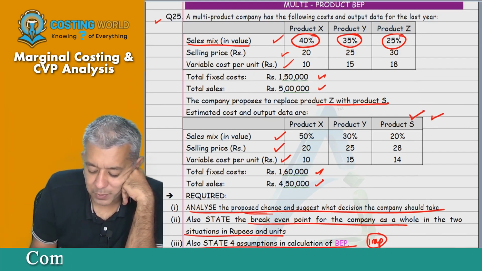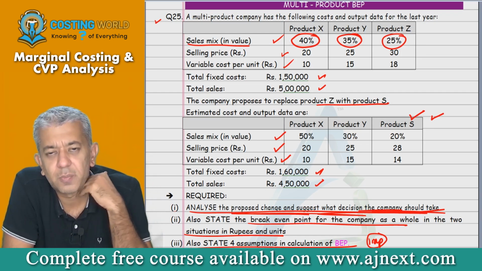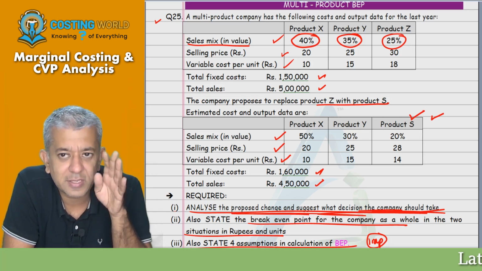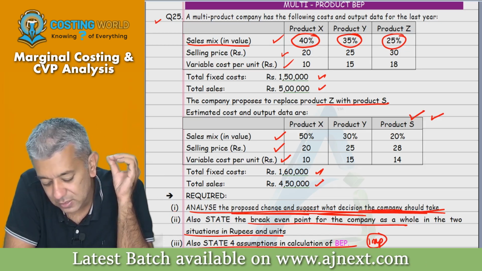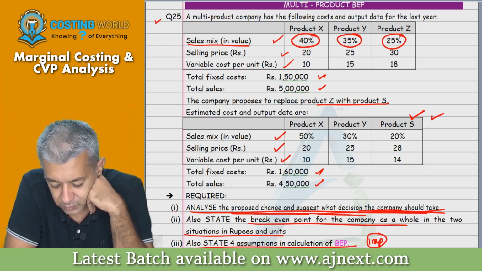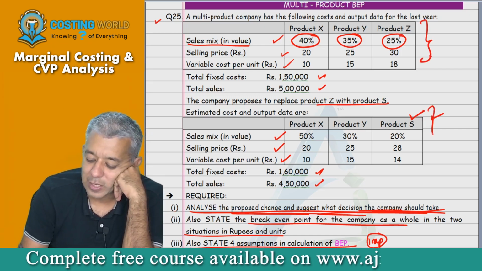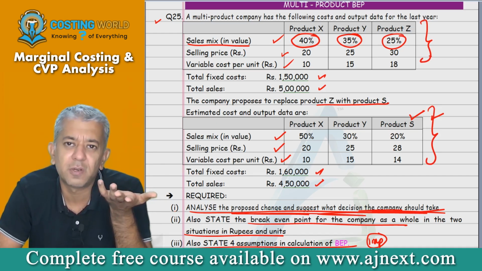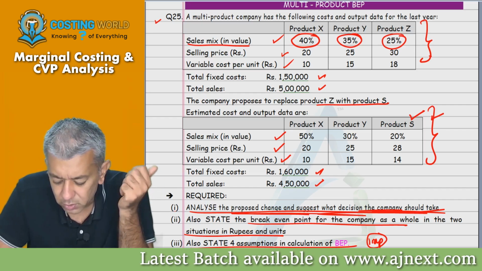So, analyze the proposed change and suggest what decision the company should take. That means it should go for X, Y, Z or it should go for X, Y and S. So, that's what we are going to be doing right now. Let's make an income statement under XYZ, let's make an income statement under XYS and then we'll go for whichever is higher. Ultimately, a company is interested in doing that particular kind of business which results in a higher profit. So, let's start doing that.